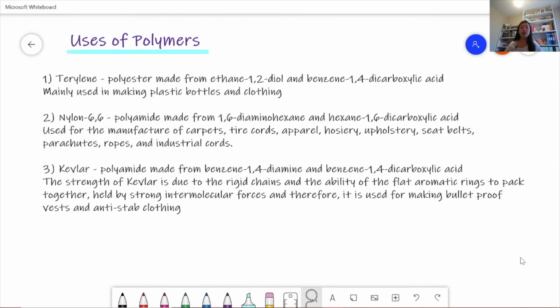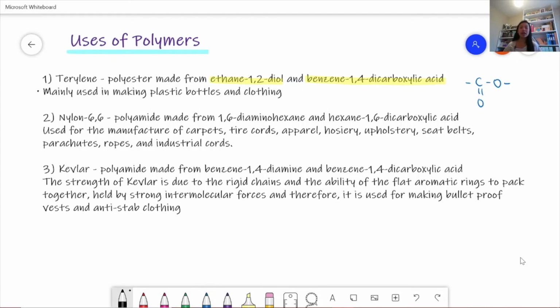So now we're going to talk a bit about the uses of polymers. First we have terylene, the polyester that we looked at, which was made from ethane 1,2-diol and benzene 1,4-dicarboxylic acid. For exam questions, you'll have to remember the monomers for each of these examples. The ester group, the C double bond O and then another oxygen, is repeated throughout, and that's why it's called a polyester. And terylene is mainly used in making plastic bottles and clothing.